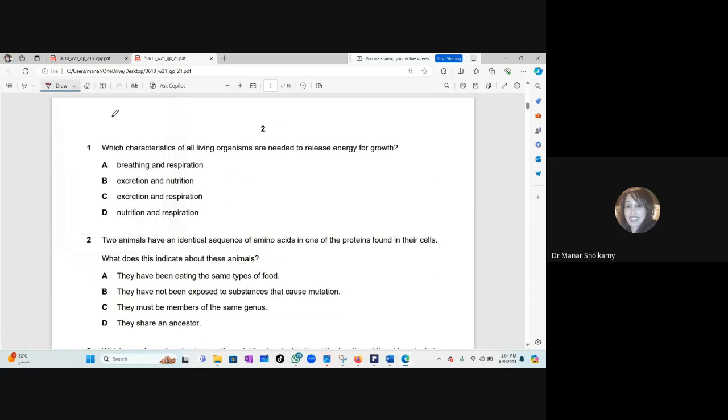What characteristics of all living organisms are needed to release energy for growth? Breathing and respiration, or excretion and nutrition, or excretion and respiration, or nutrition and respiration? D. Yes, because it releases energy for growth. So it's D, correct. Okay.